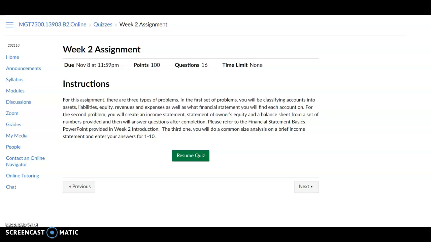You will refer to the Financial Statement Basics PowerPoint for that question. The last set, you will be preparing a common size analysis on a brief income statement and then entering your answers in the spaces that are provided. Let's take a look at it.